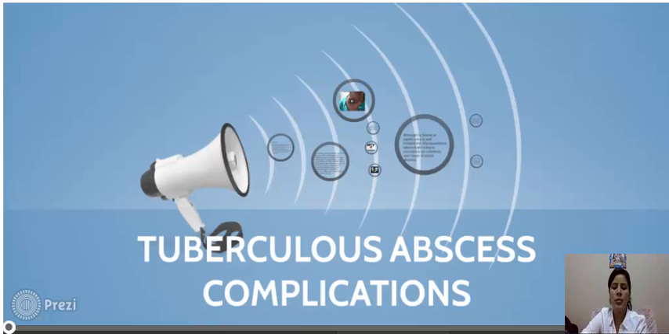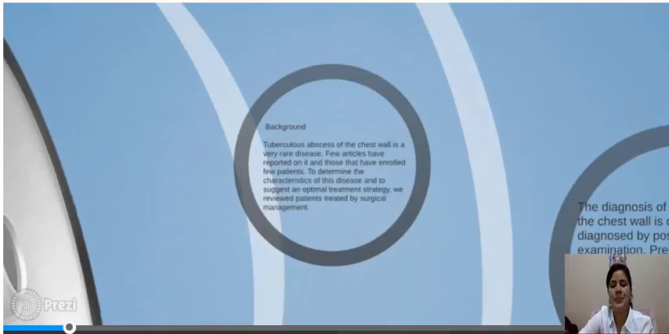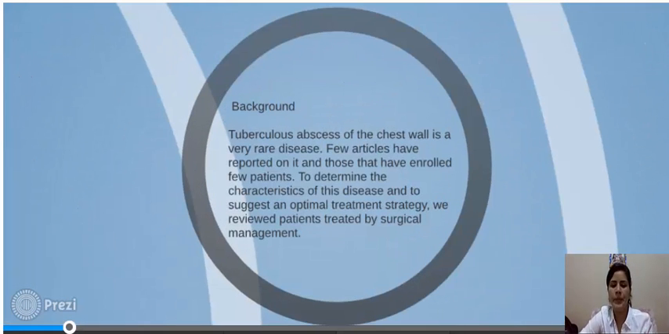Tuberculous abscess complication. Background: tubercular abscess of the chest wall is a very rare disease. Five articles have reported on it, and those have enrolled five patients.